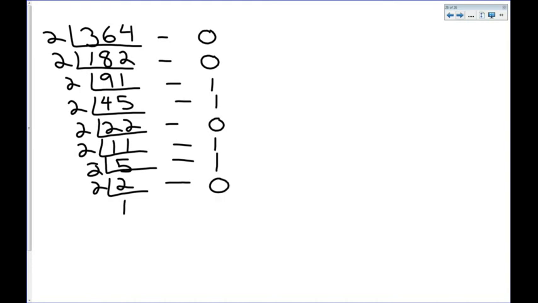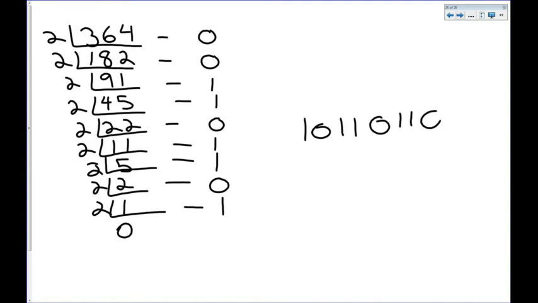Remainder? 2 into 1. Remainder? And we saw 0, we stop. So the number is 1011011000. This is 364.